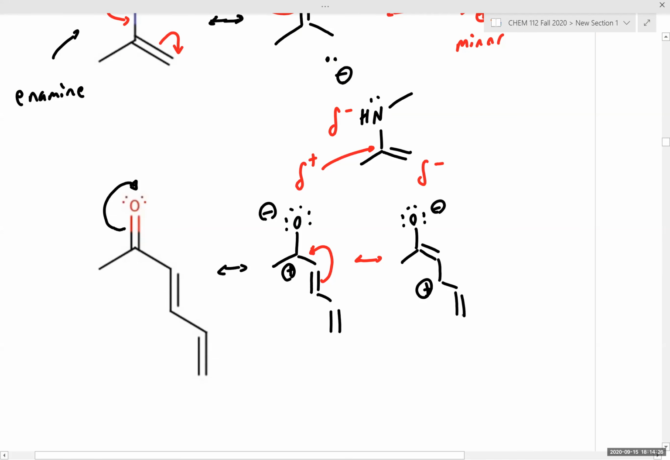Now that we have the following resonance structures, let's make all of our hydrogens explicit. And if we look at this carbon right here, if it has 3 bonds and that's it, what would the formal charge be on this carbon? Positive, yep.